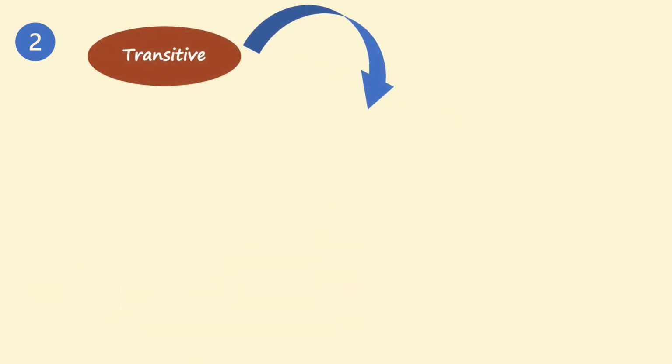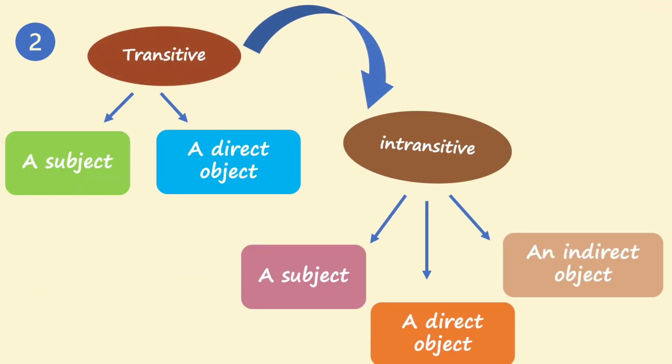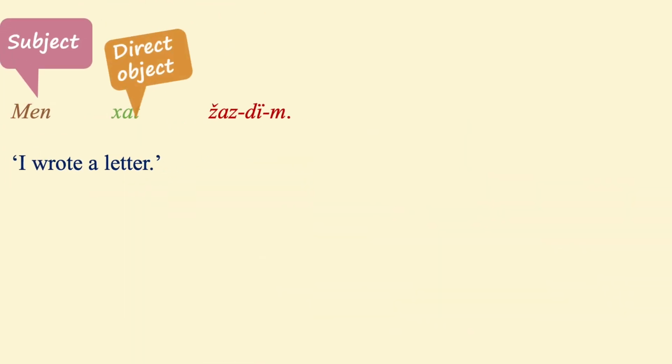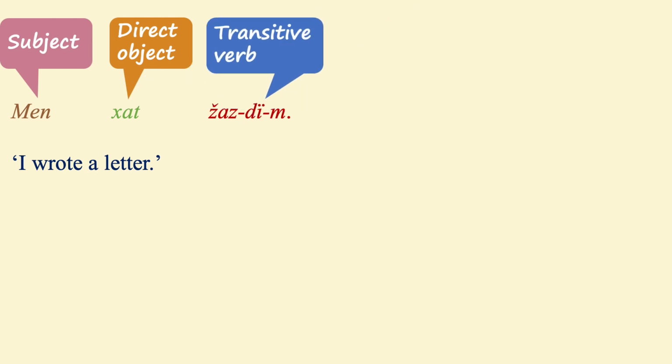Secondly, while taking a causative ending, the transitive verbs turn into verbs which need a subject, a direct object, and an indirect object. In this case, the direct object is in the accusative case, but the accusative ending can be deleted. The indirect object takes the dative case. Let's see an example. Jaz, to write, is a transitive verb which needs a direct object but not an indirect object. So we should say men xat жаздым. I wrote a letter. Here xat, letter, is a direct object where the accusative case is deleted. But you also can say men xatты жаздым.